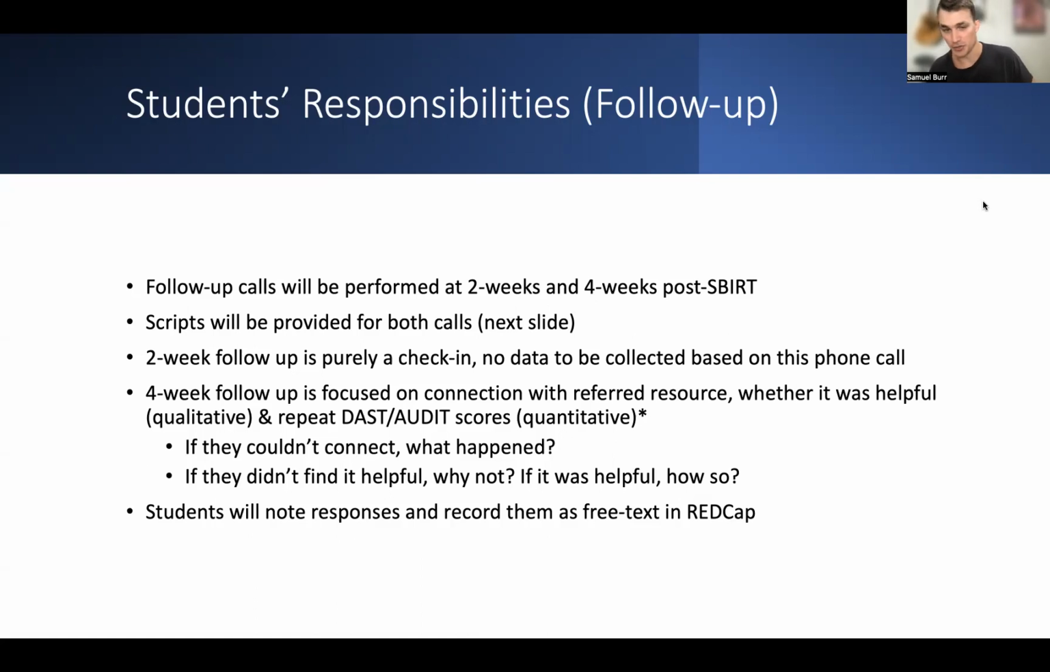If they cannot do it, I obviously have some free time during my 3rd year, and I'm happy to make these 4-week follow-up calls in lieu. But obviously it won't be as educational, I think, for the other medical students who would otherwise do this, but at least, if we do connect, we can have some kind of evaluation of the impact of the SBIRT process.